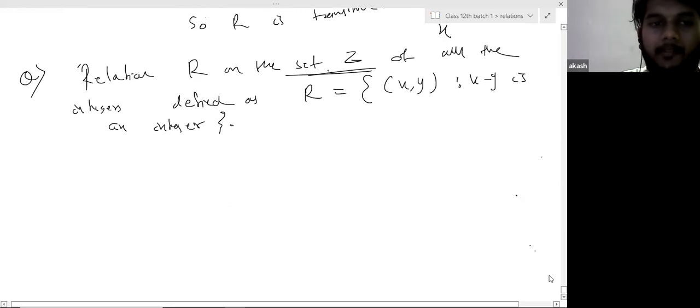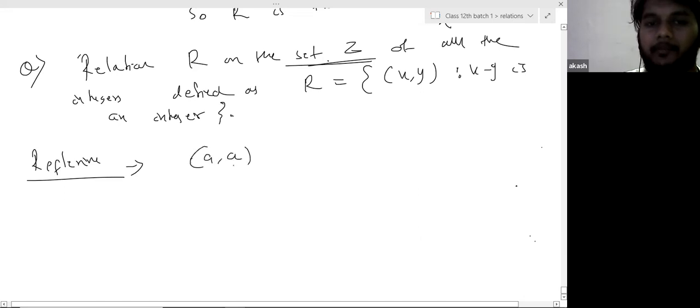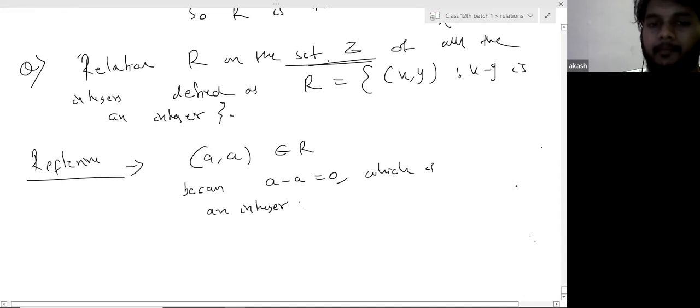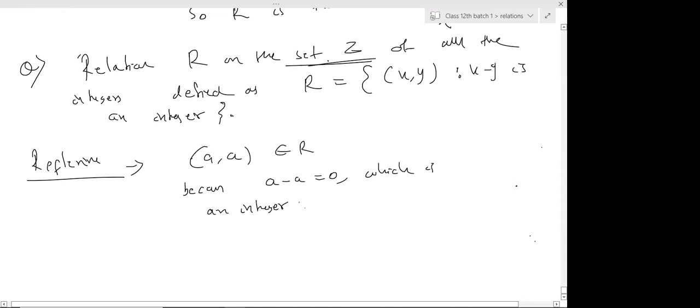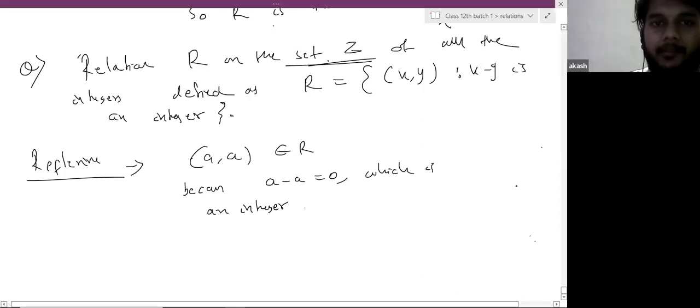Let's start with reflexive. We can say that (a, a) belongs to R because a minus a equals 0, which is an integer. This is clear? Sir, I don't understand anything. All right, let me erase this.